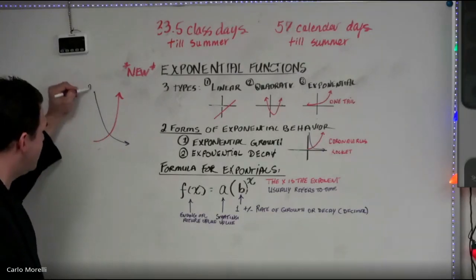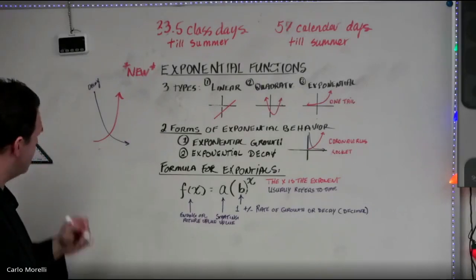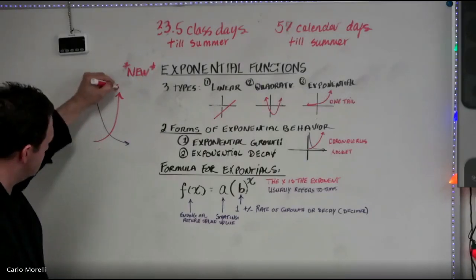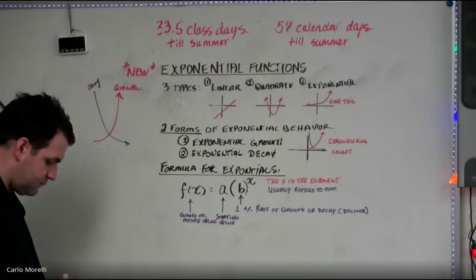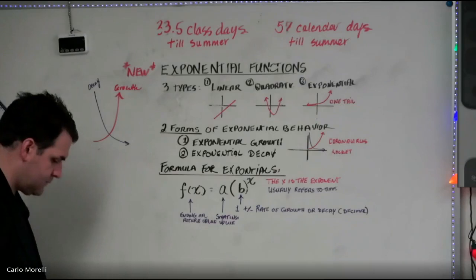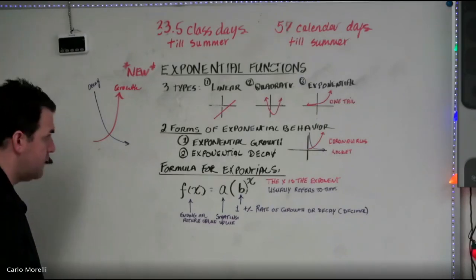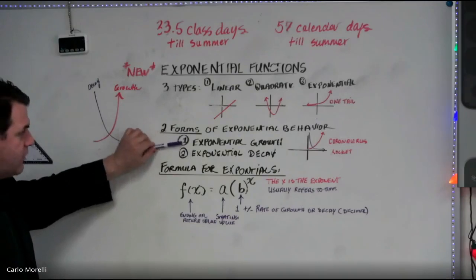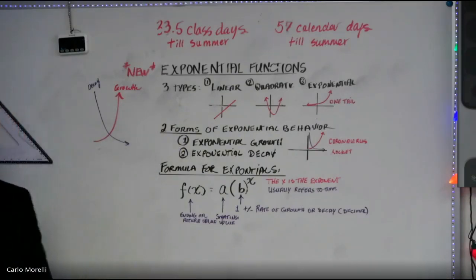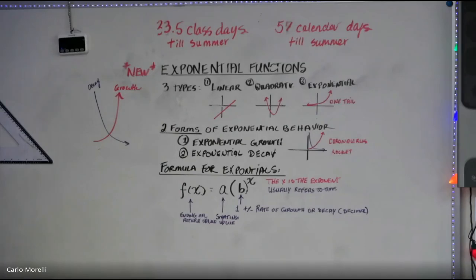This is decay. This is growth. Look here. I've told you there are two forms of exponential behavior, growth and decay. And now we move on to the big formula.